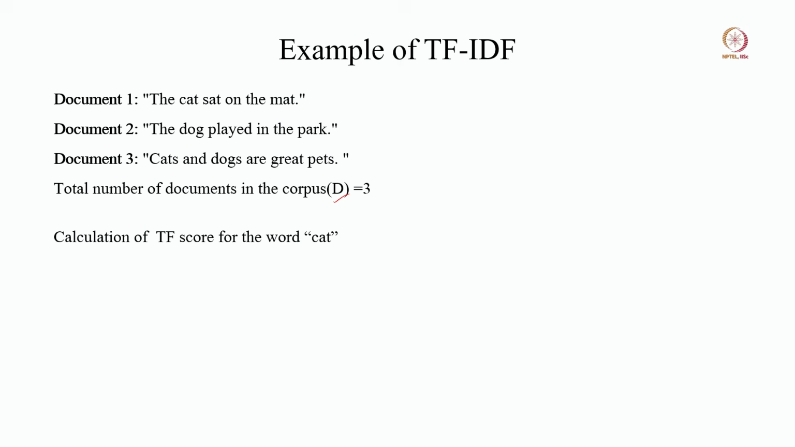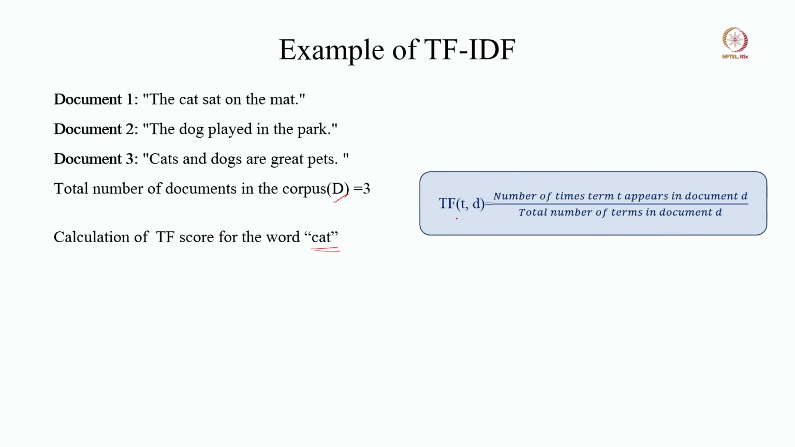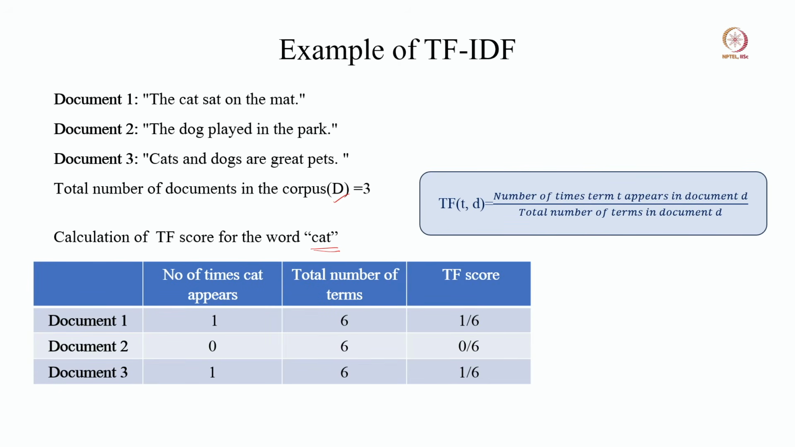Now, calculation of the term frequency score for the word cat. How do I do the term frequency score for the word cat? We know term frequency is equal to the number of times T appears in document D divided by the total number of terms in document D. Okay. So, if we see document 1, the cat sat on the mat. The number of times cat appears is 1. Total number of terms, the cat sat on the mat: 1, 2, 3, 4, 5, 6. So, the TF score is 1 by 6.